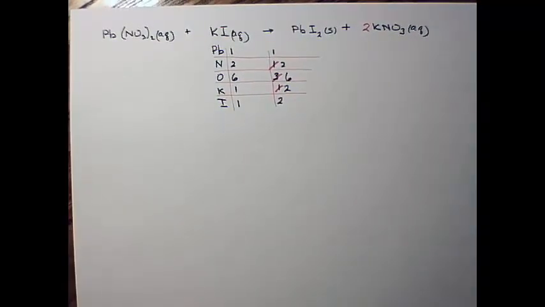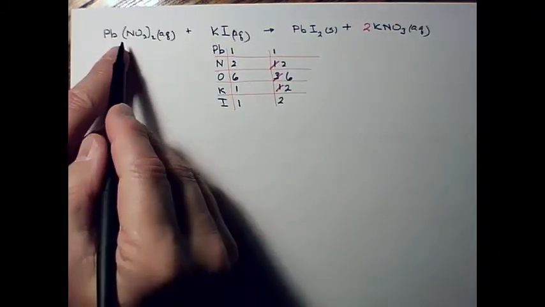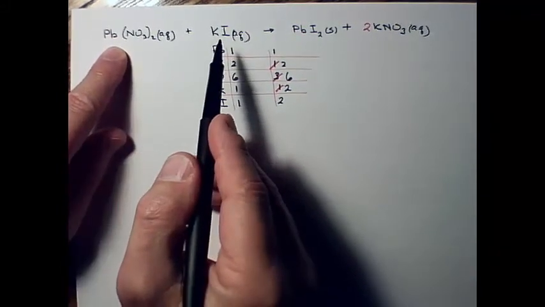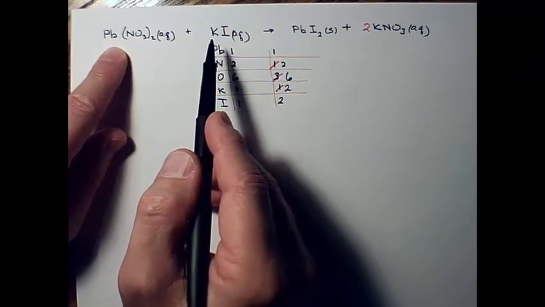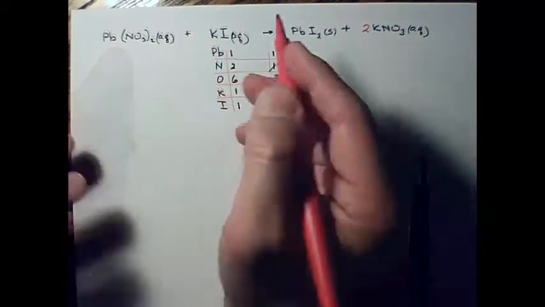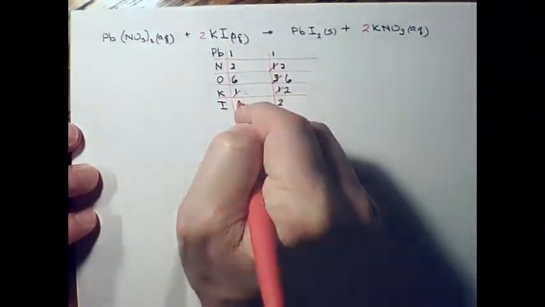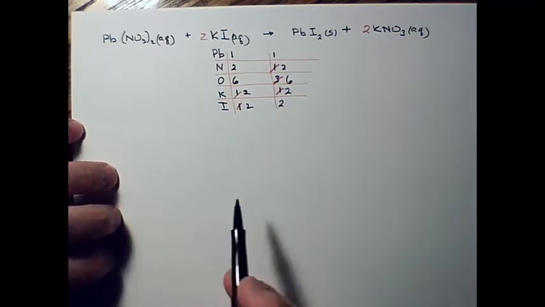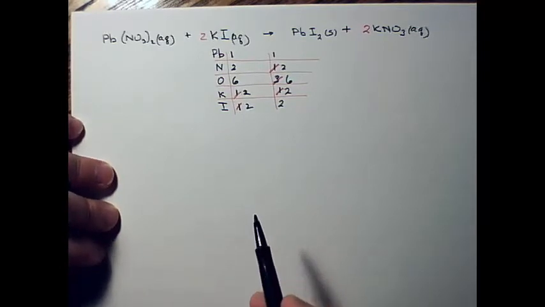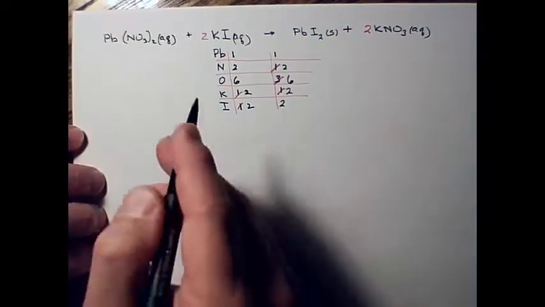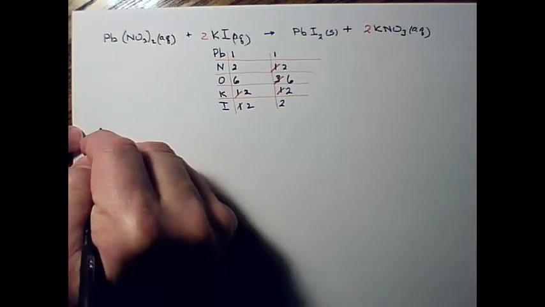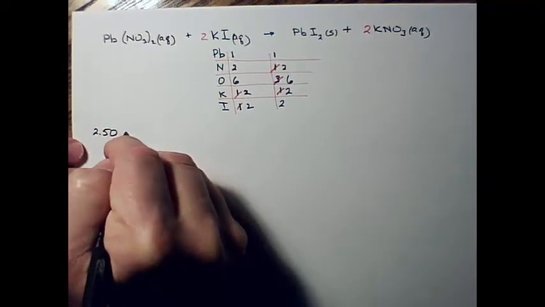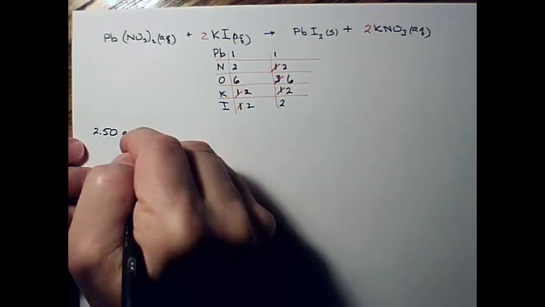Alright, so we're starting with 2.50 grams of aqueous lead nitrate and 3.50 grams of aqueous potassium iodide. It doesn't matter which one of those two you start with when figuring out your limiting reactant. So I'm going to start with, just because I listed it first in the problem, 2.50 grams of lead 2 nitrate.